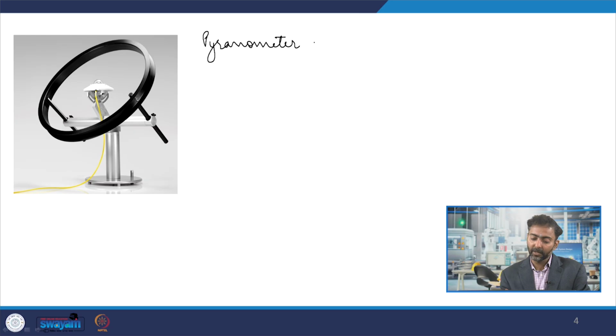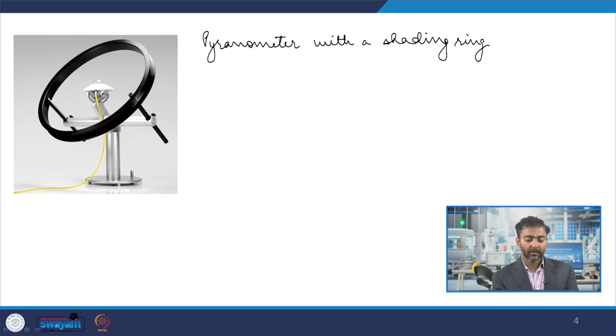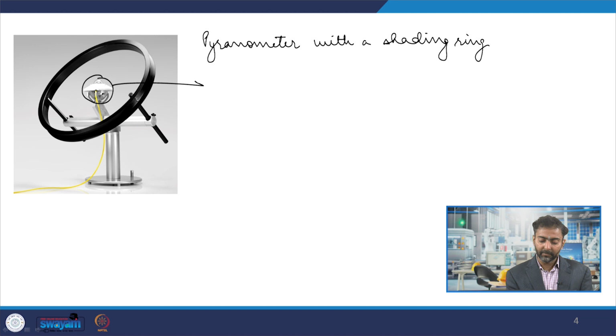This pyranometer is there with a shading ring. So as you can see, there is this shading ring here, this black ring around the pyranometer. So you have this pyranometer here. This is the same unshaded pyranometer which is there for GHI measurement. But now on top of this pyranometer, you can see there is this shading ring which has been mounted. So this one is what we call the shading ring.